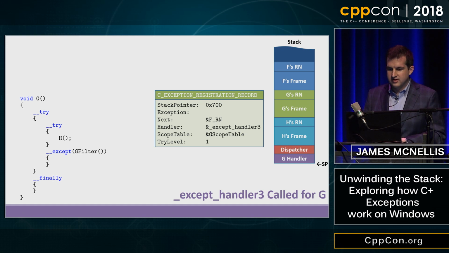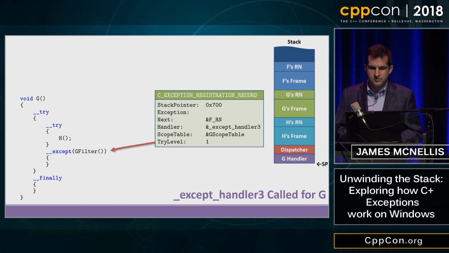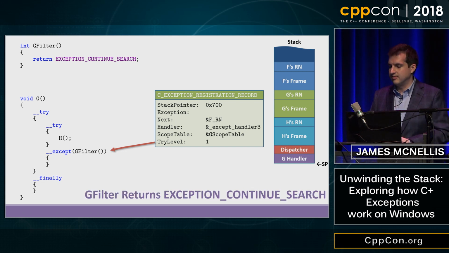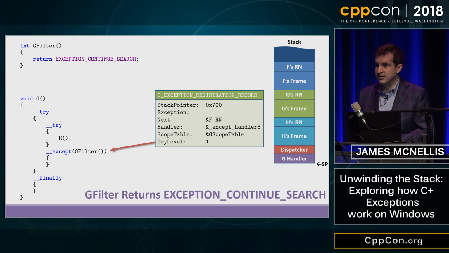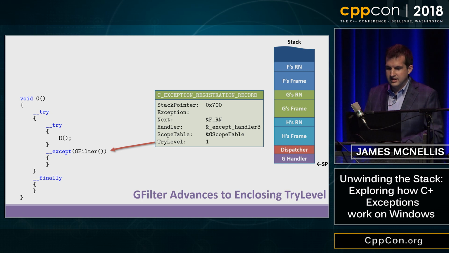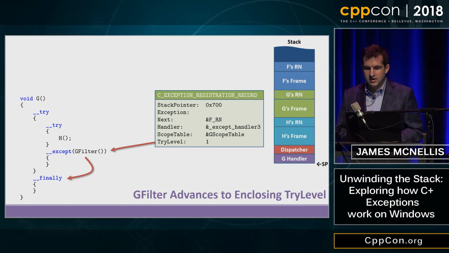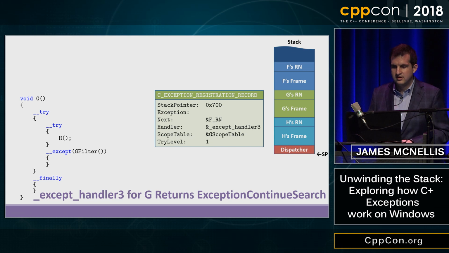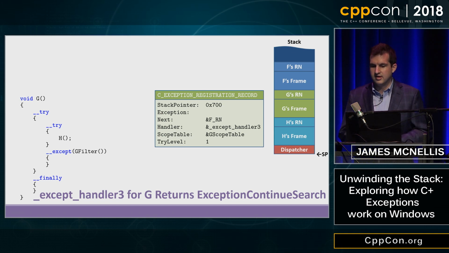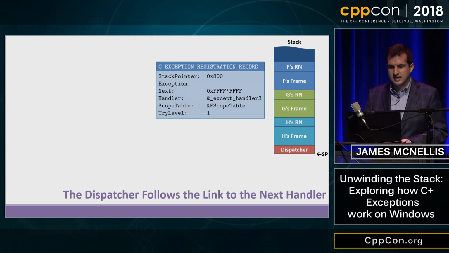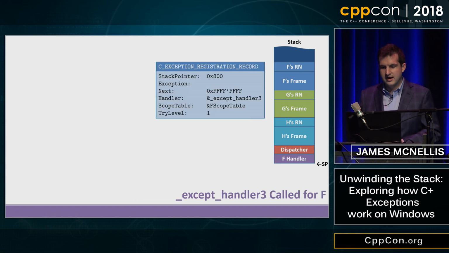The handler looks at the current try level, and it sees that it is for an except block. So it calls the filter, which then returns exception continue search, indicating it does not want to handle the exception. The handler then advances to the enclosing scope in state 0. This is a finally block, so no action is required. The next enclosing scope is the base state, where we don't take any action, so the handler, again, returns exception continue search. The dispatcher then follows the link to the next handler to get the registration node for F.